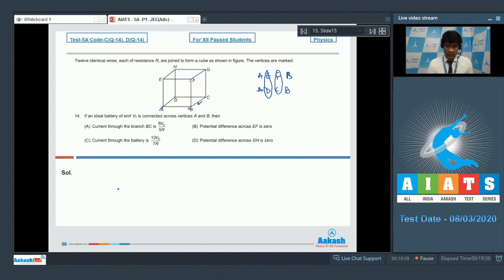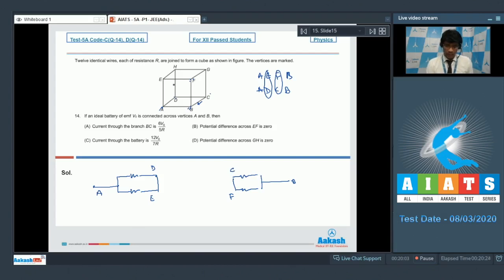For that, let's redraw the simplified circuit diagram. This point is the starting point A. From A, one path is ADCB, A to D, the other being AEFB. This is D, this is E. On the other side, it was B, B to C and B to F. This is F and this is C.